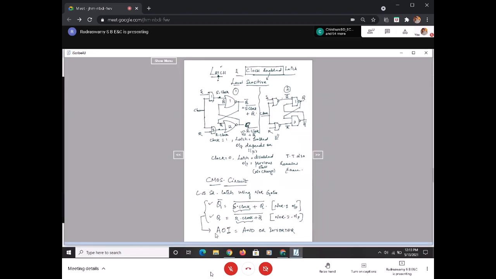What these two terms correspond to, this and this, they're AND terms. This term is something like Q into 1, and this is like Q bar into 1. These two are also AND terms, yes or no? Yes, sir. So two AND terms, I am ORing. So AND OR, and finally an inverter. This is what we mean by AND OR inverter.